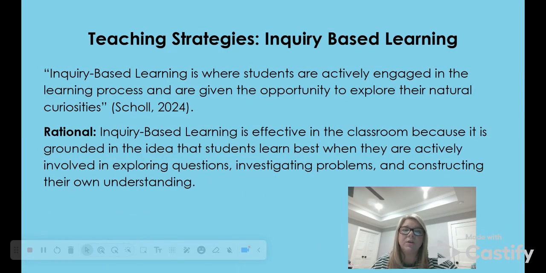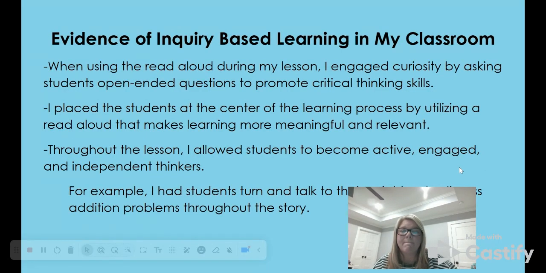Teaching strategies for inquiry-based learning. Inquiry-based learning is where students are actively engaged in the learning process and are given the opportunity to explore their natural curiosities, from school in 2024. The rationale: inquiry-based learning is effective in the classroom because it is grounded in the idea that students learn best when they are actively involved in exploring questions, investigating problems, and constructing their own learning and understanding.